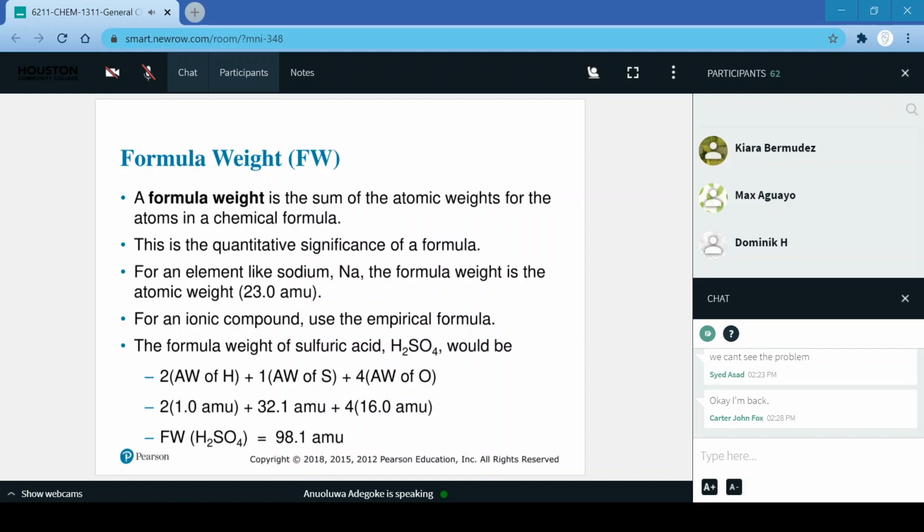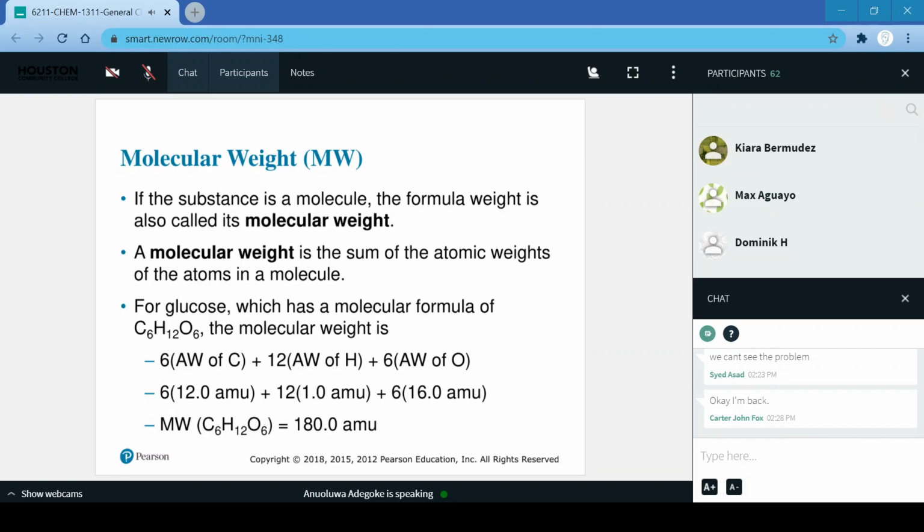So if you are told to find the formula weight of H2SO4, this is sulfuric acid, all you do is this. You look on your periodic table, you find H. The atomic mass for H is 1.0079 something. You just approximate it to one decimal place. So 2 times 1.0, plus 32.1, which is the atomic mass for sulfur on the periodic table, plus 4 times 16.0, since we approximate the one on the periodic table for oxygen to 16.0. And then when we add all that together, we have 98.1 atomic mass units.